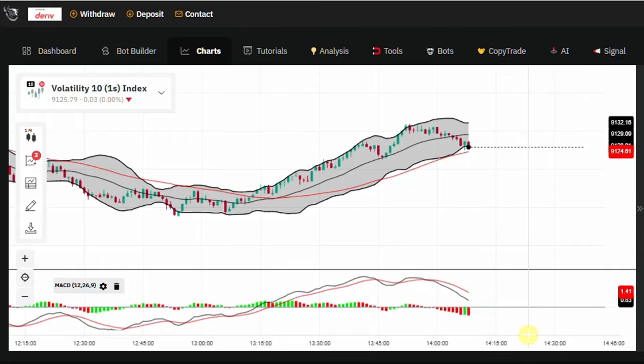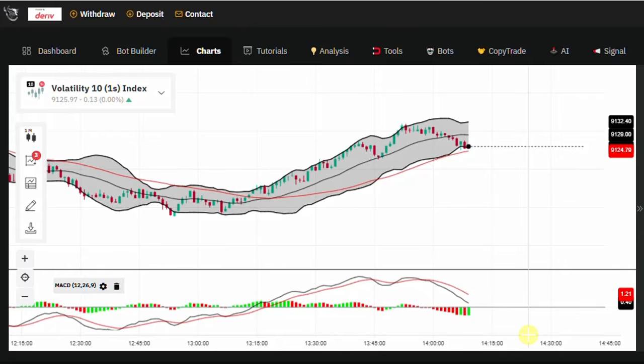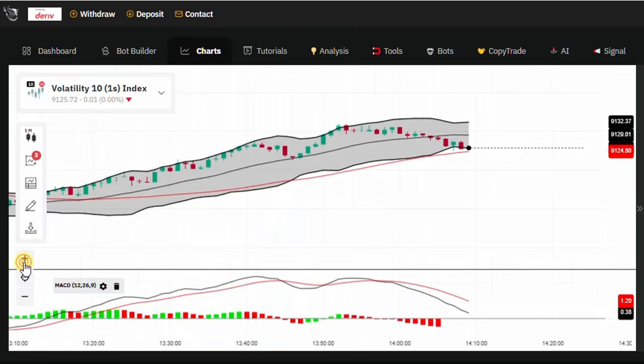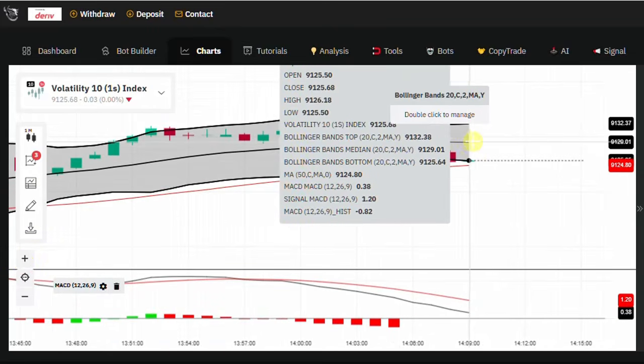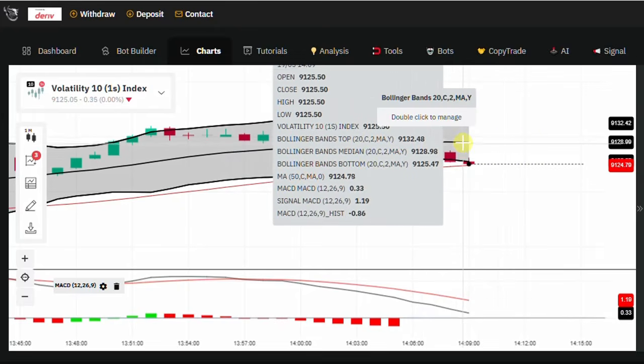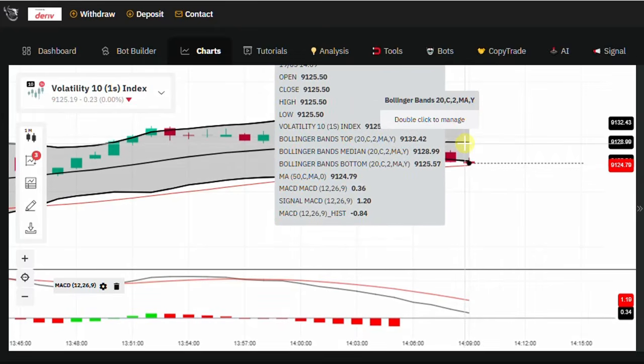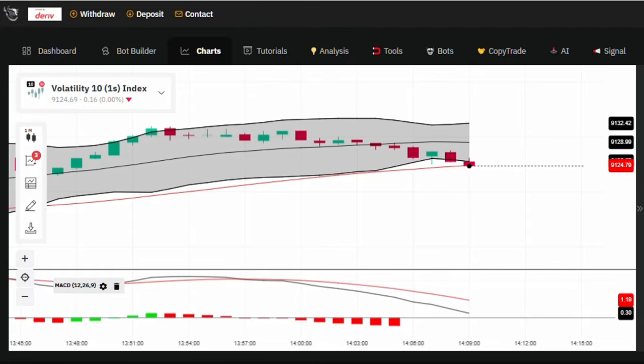Okay, wait for confirmation sticks to close below or above the middle band. That's the way I entered the market. You see I waited. Let me zoom a little bit so you can see. You see the middle band there, this line here. You wait for the candlestick to either start forming below it or above it. That is when you can enter the market.